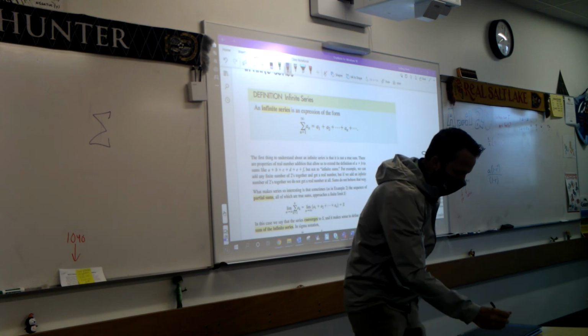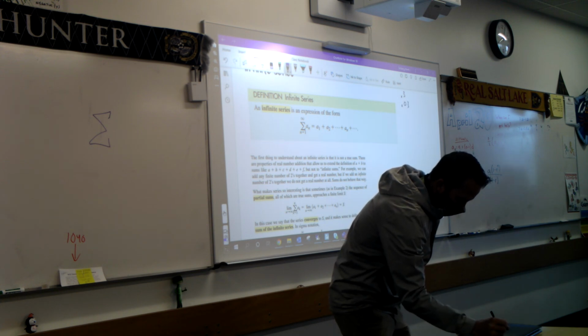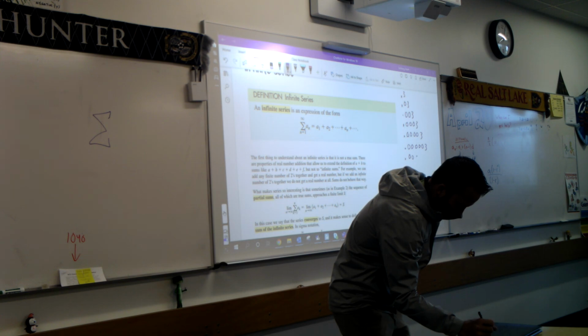Let's take a sequence. My first term is 0.3. My next term is 0.03. My next term is 0.003. Guess what my next term is going to be? Okay. Now this is actually a geometric series because we're dividing it by 10 each time, right? Now that's going to keep going and going, and so I'm going to put dot, dot, dot. But when I add it together, what is that going to give me?